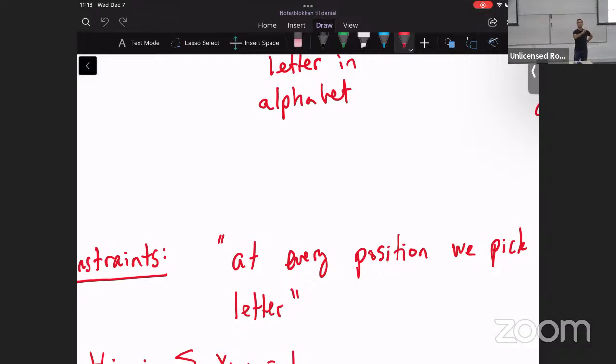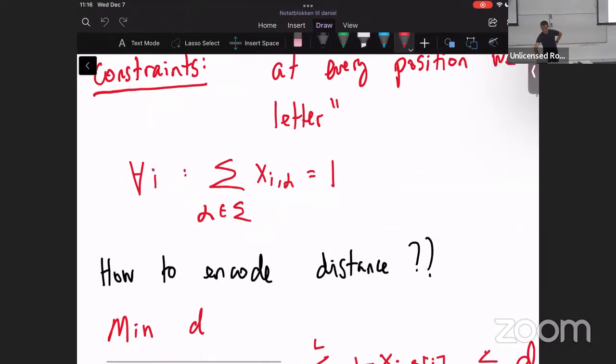Yeah. So for every i, if you sum over all alpha of x_i,alpha, that should be equal to 1, right? So here it is. For all i, if I sum over alpha in the alphabet of x_i,alpha, then that should be equal to 1, because I pick one character at that position, and all of the other ones at that position are not picked. Okay, now here is an interesting question. How do I encode distance, right? Because that is what I'm trying to minimize.